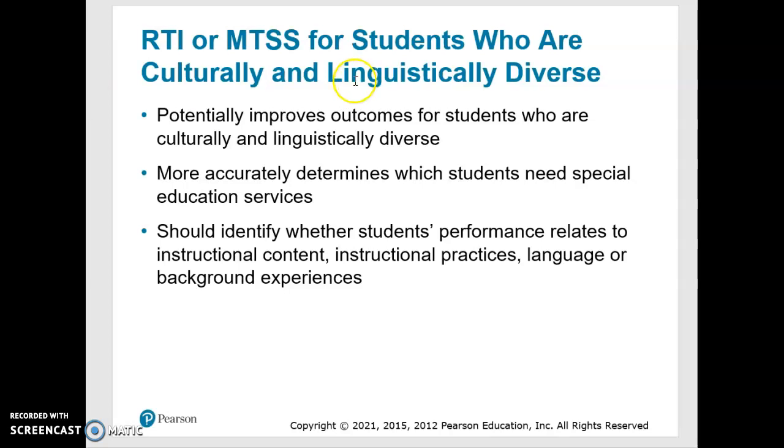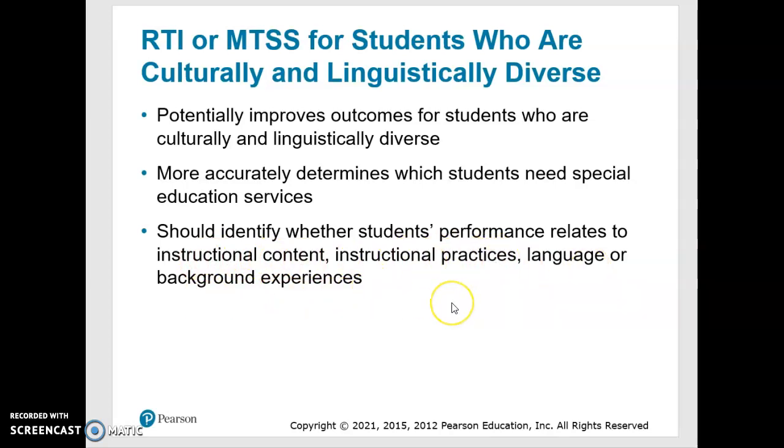Okay, students, these two systems for students who are culturally and linguistically diverse, also called CLD. I didn't want to throw another abbreviation at you. It could potentially improve outcomes for students and more accurately determines which students might need special ed services. Again, not just looking at a student and saying, oh, well, they're a culturally and linguistically diverse student, we're going to identify them as a special ed student. No, no, no. We need to look at their responses, their lack of responses to interventions. And we should identify whether students' performance relates to instructional content, instructional practices, language, or background experiences.